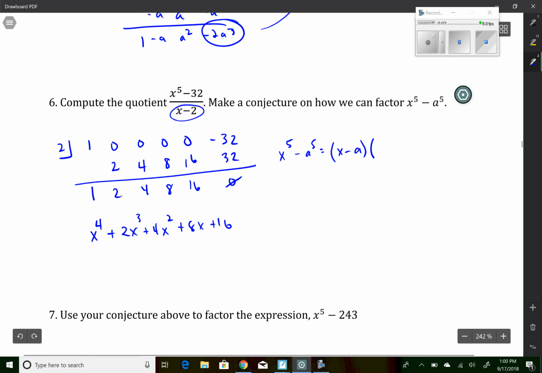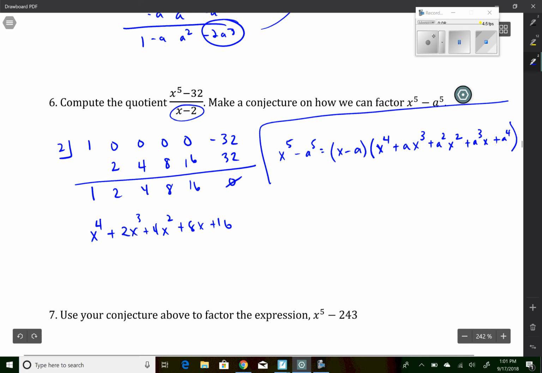Then a in this case was negative 2 or positive 2. So the first term was just x to the 4th power. There was no a there. The second term had an a, so it's plus a x to the 3rd. The third term was a squared x squared. Why a squared? 2 squared is 4. The next term would be a to the 3rd x. Why a to the 3rd? 2 to the 3rd power is 8. And the last term was a to the 4th.